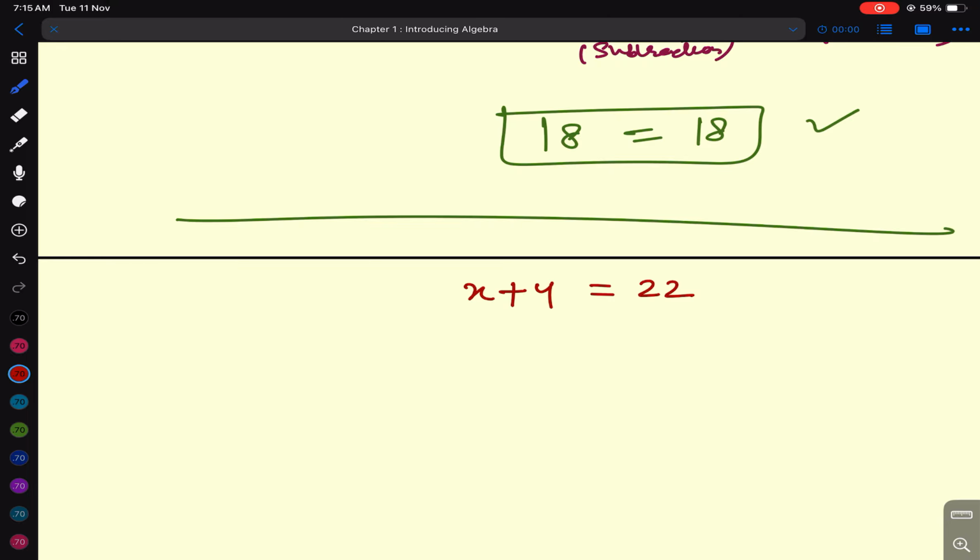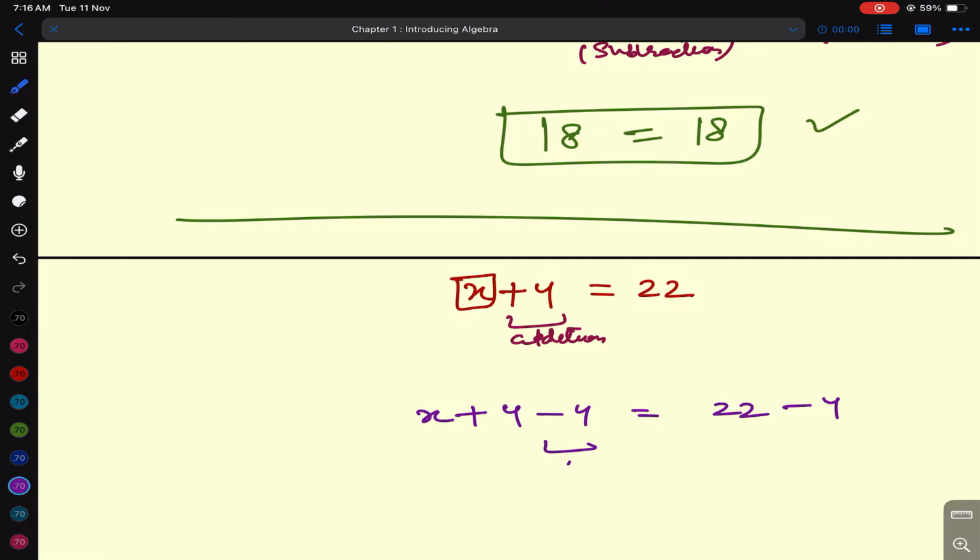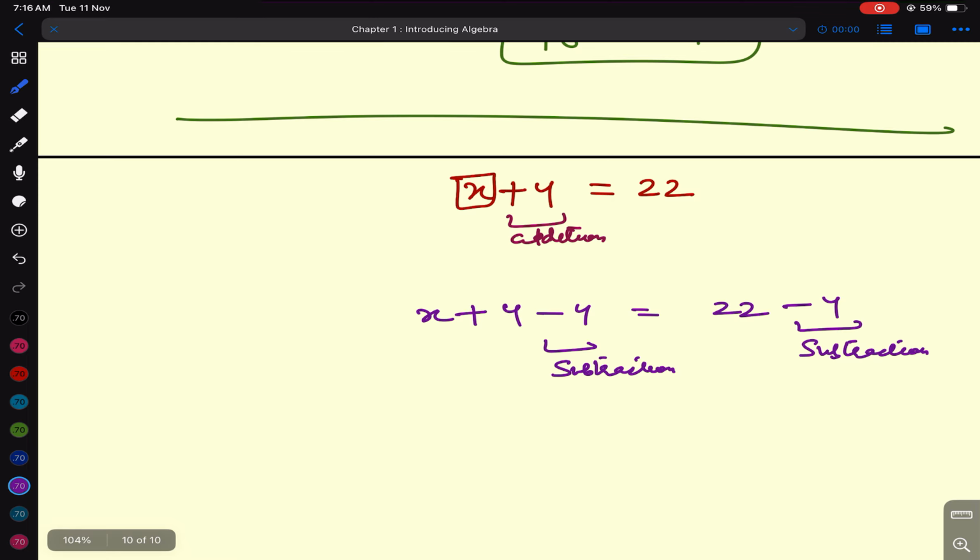Okay, let's take the next example: x plus 4 is equal to 22. So here, what is the operation involved? The operation involved here is addition, right? Now as we know that subtraction is the inverse of addition, we are going to use the inverse of addition, which is subtraction. So x plus 4 minus 4, and 22 minus 4.